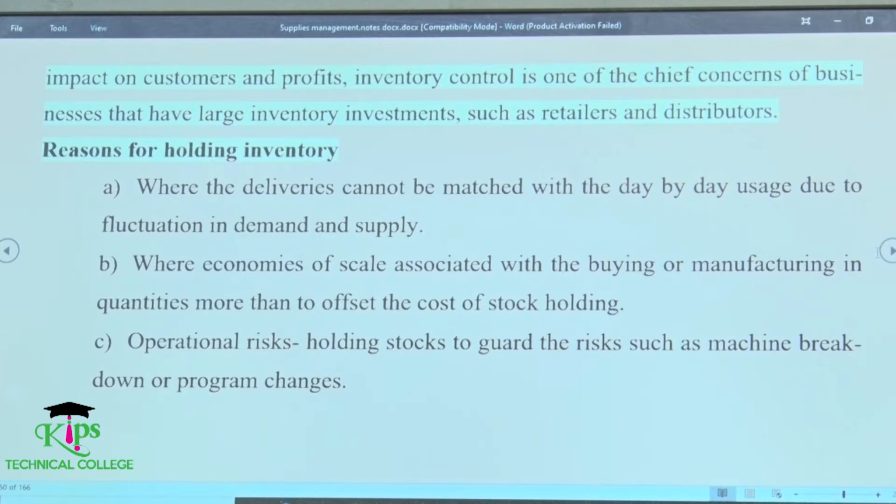The other thing is the operational risks. Some organizations do not want to be involved in issues to do with machines breaking down, for example. We have that time that we don't have inventory. So organizations hold inventory so that they can prevent operations from stopping when the machines break down, and this can be effective for those organizations.